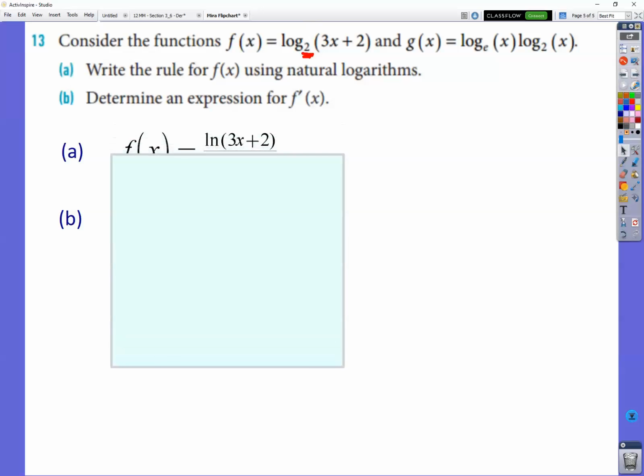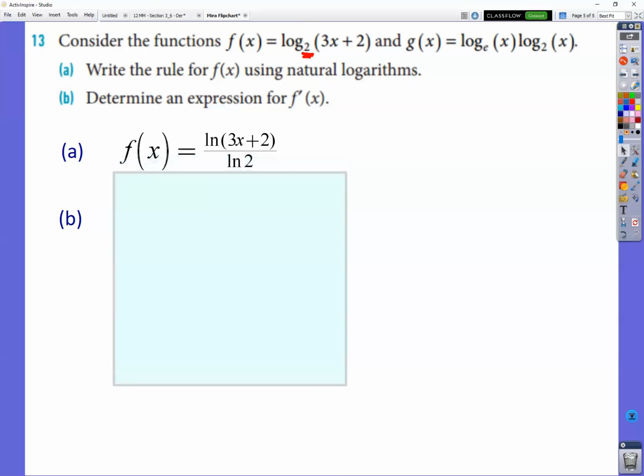Would I have to change the base first? You do, here's the first half of it. You're changing the base from base 2 to base e. Okay, so would it be a natural logarithm like that one at the top, and then the denominator would be the natural log of 2? Ta-da, well done, there you go.